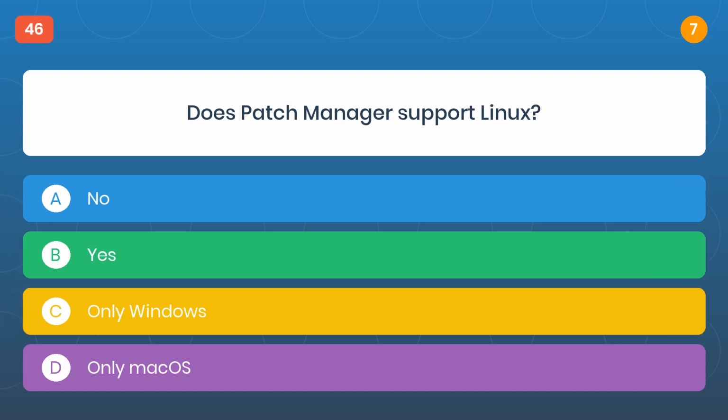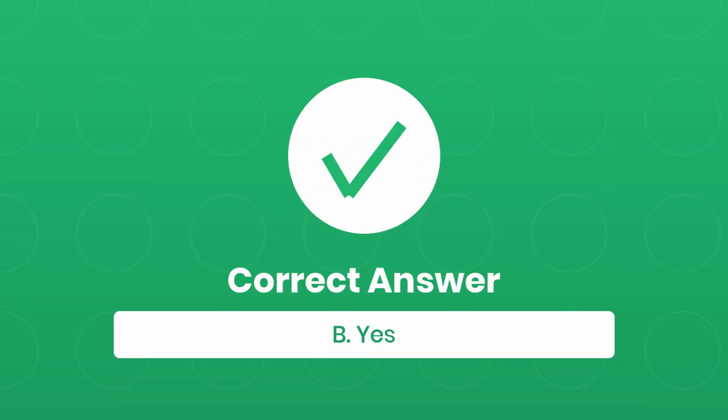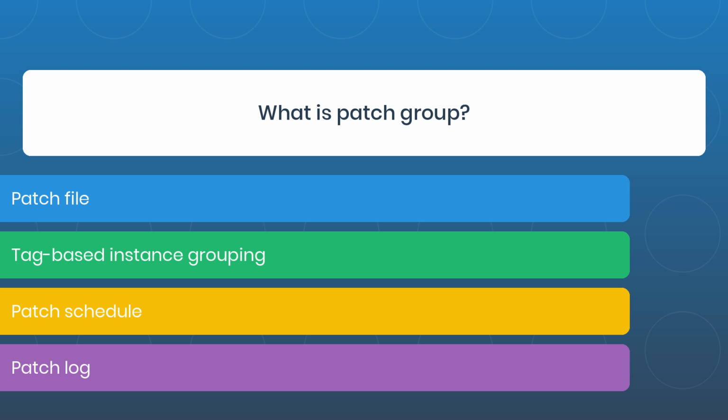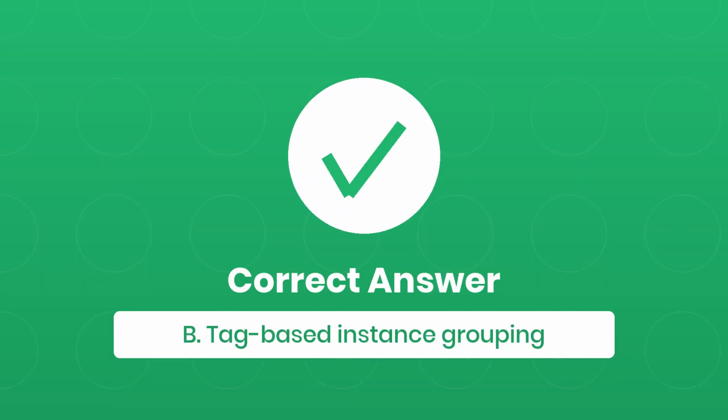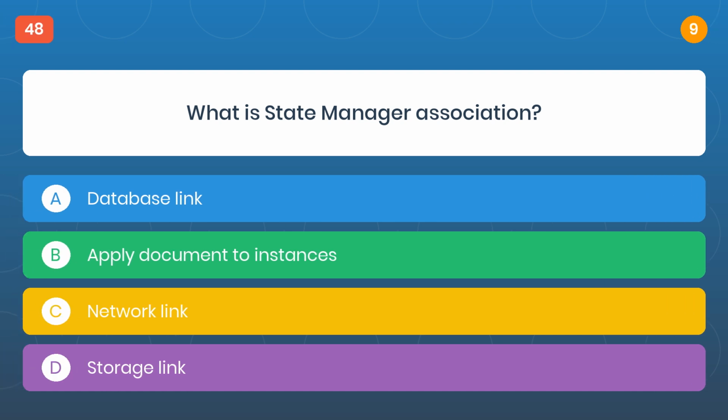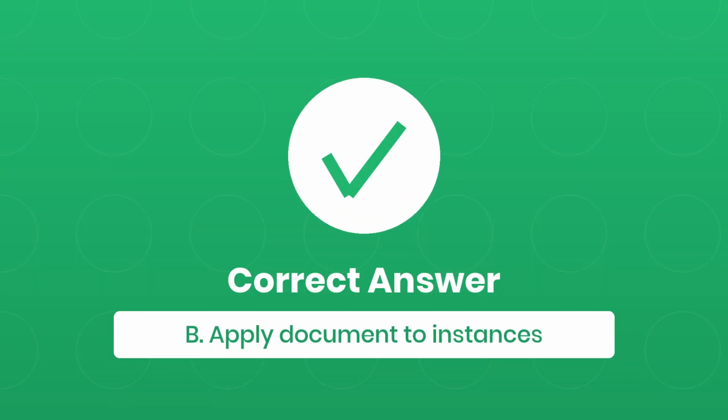Question 46. Does Patch Manager support Linux? The correct answer is B, yes. Question 47. What is Patch Group? The correct answer is B, tag-based instance grouping. Question 48. What is State Manager Association? The correct answer is B, apply document to instances.